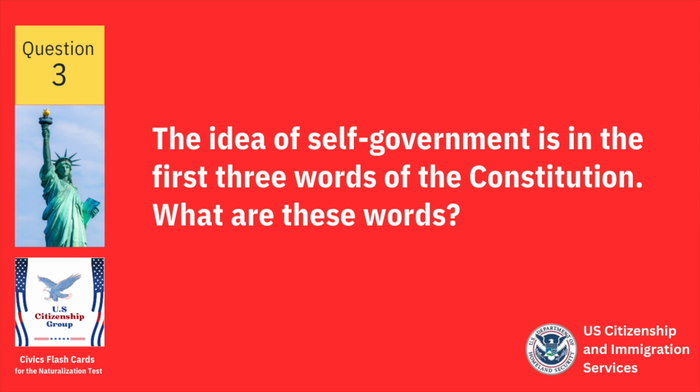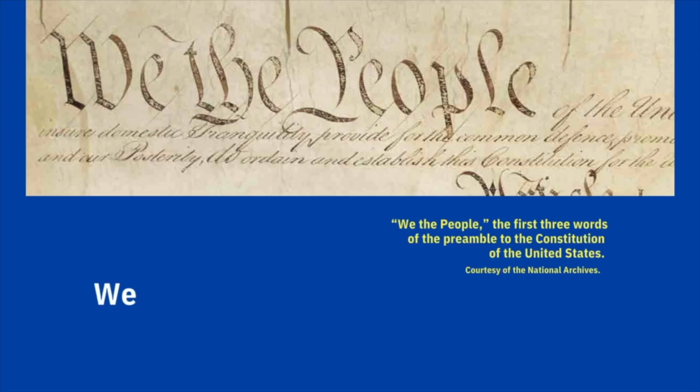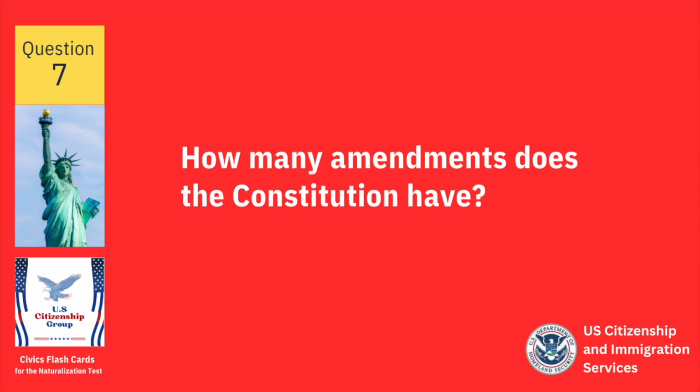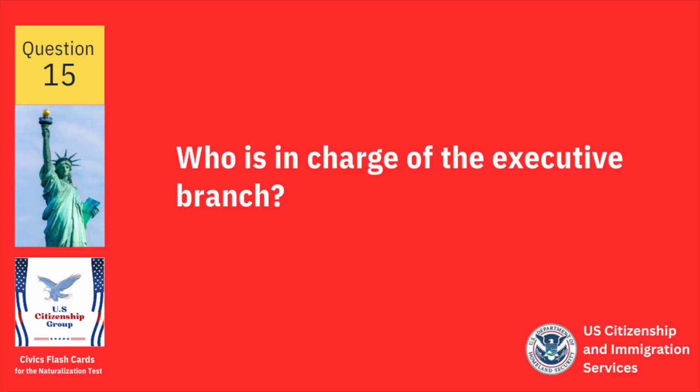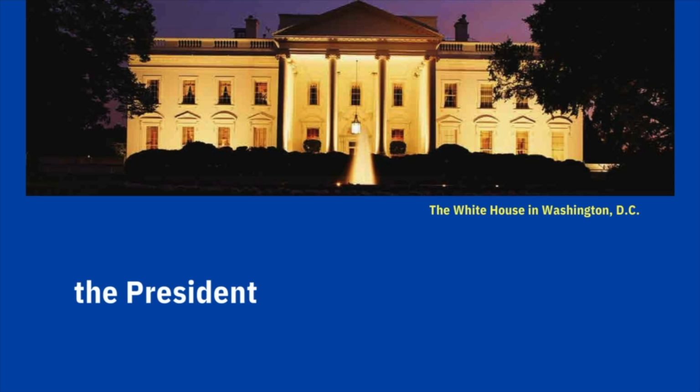The idea of self-government is in the first three words of the Constitution. What are these words? We the people. How many amendments does the Constitution have? 27. Who is in charge of the executive branch? The president.